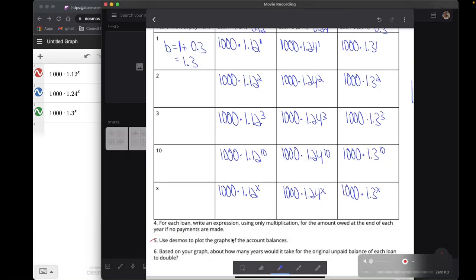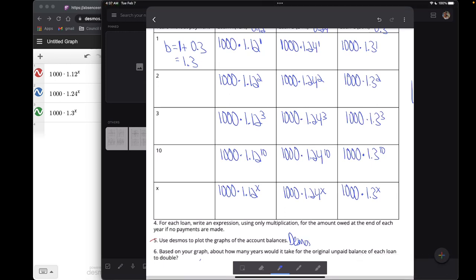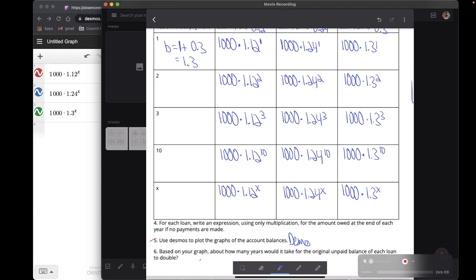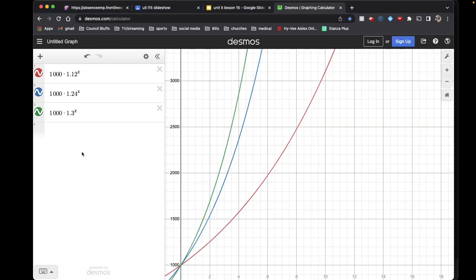Use Desmos to plot the graphs of the account balances. We did that. Based on your graph, about how many years would it take for the original unpaid balance of each loan to double? In this case, they want to know how long it will take for the original balance, which was $1,000, to double. In other words, how long until it gets a value of $2,000.